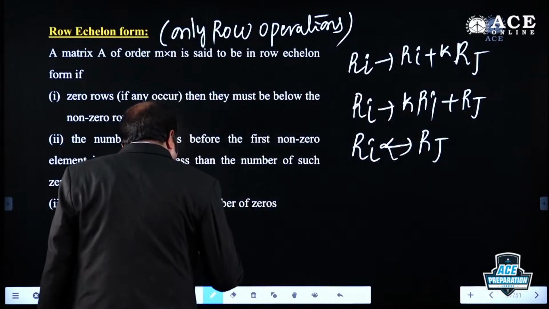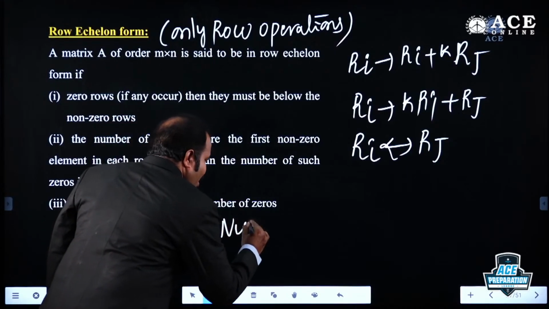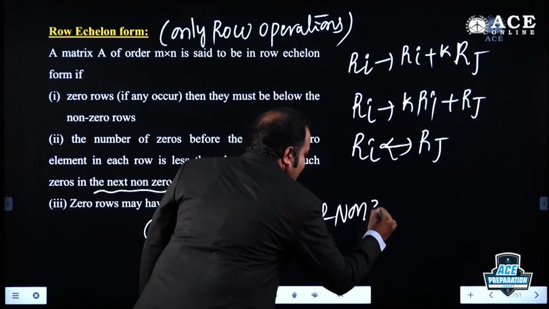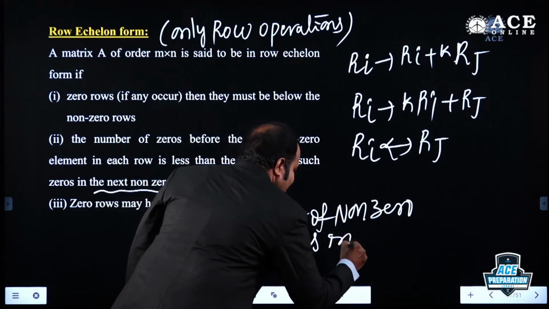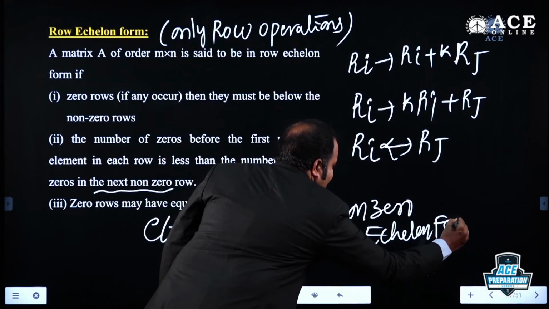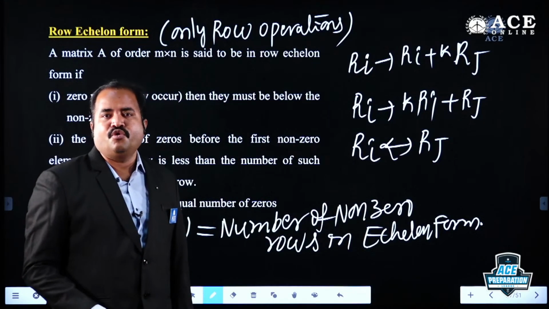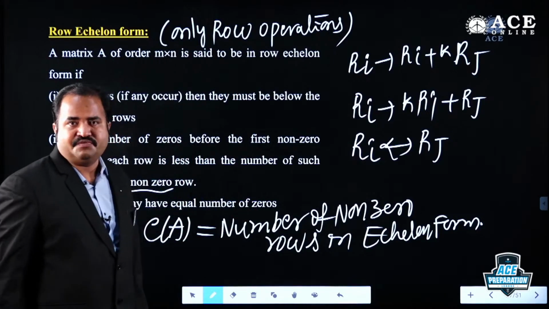Finally, we say that rank of A equals the number of non-zero rows in echelon form. What echelon form here? Row echelon form only. Right, so this is the definition. We have to reduce the given matrix into row echelon form, and for the row echelon form, these three conditions are to be satisfied.